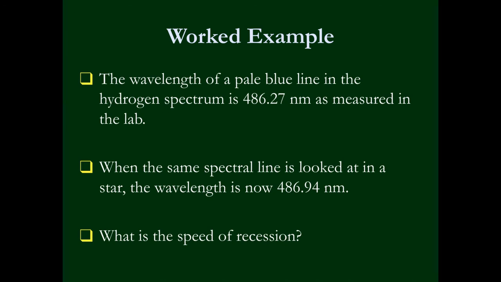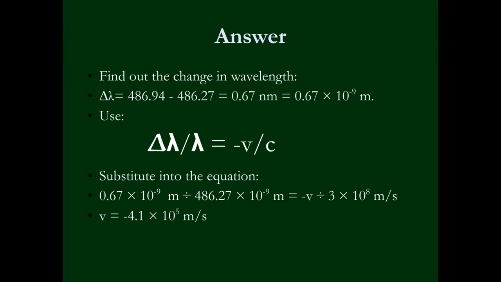So in this case, we'll use our formula to find out the change in wavelength for 0.67 nanometers, or 0.67 times 10 to the minus 9 meters. If we substitute this value in, and we know that the speed of light is 3 times 10 to the 8 meters per second, it means that my recessional speed is 4.1 times 10 to the 5 meters per second. I can work out the speed of the star.